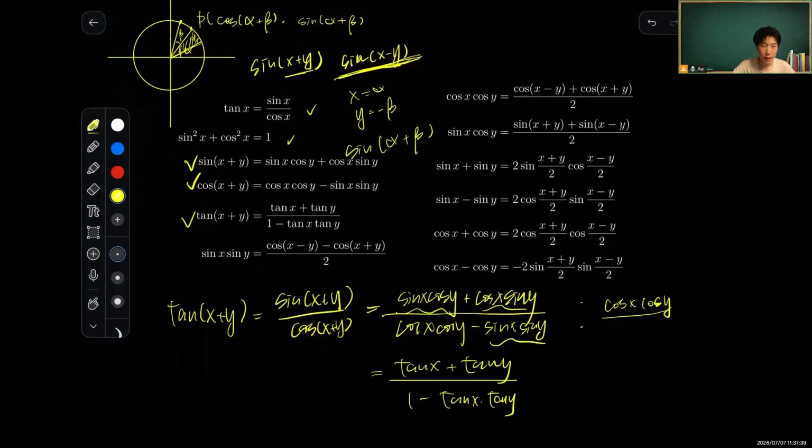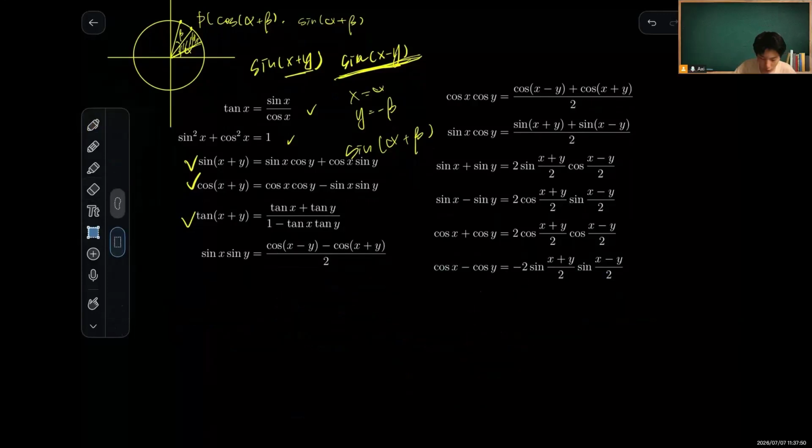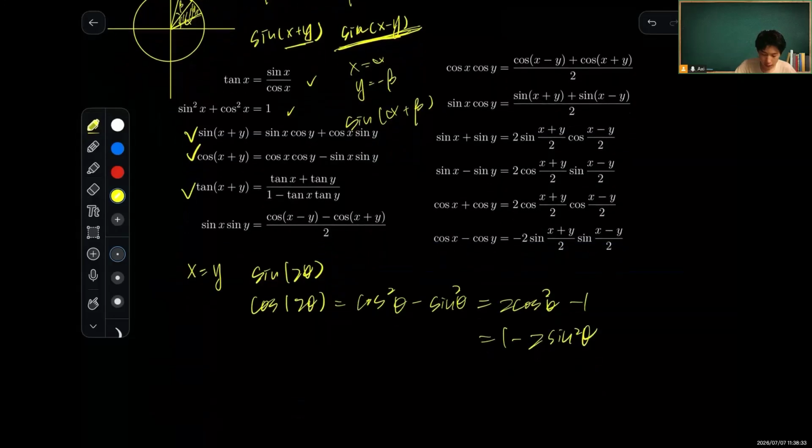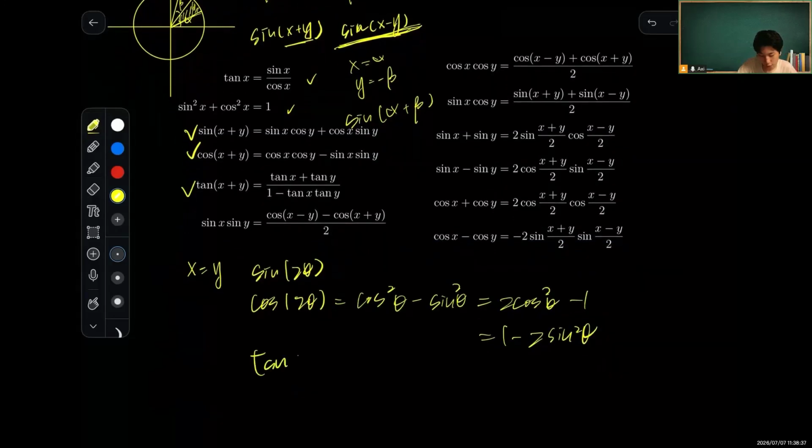And from here, given these identities, we can find very interesting things. For example, let's say you plug in x equals y. Then we have sine 2 theta relative to theta, and we also have cosine 2 theta relative to theta. A note here that cosine 2 theta is really nice to write out, because it is equal to cosine theta squared minus sine theta squared. But this is also equal to 2 cosine theta squared minus 1, or 1 minus 2 sine theta squared, which is useful information. And then, of course, you can have tangent 2 theta as well.